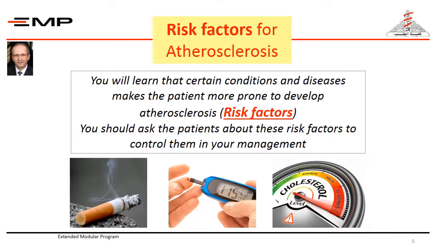There are several conditions and diseases that render an individual more prone to develop atherosclerosis. Smoking, diabetes mellitus, and dyslipidemia are on the top of the list. It is important to identify these risk factors in a patient with suspected peripheral arterial disease. You should ask the patient about them. That's for 2 reasons: to support the etiology of your diagnosis and to consider control of these risk factors in your management plan.